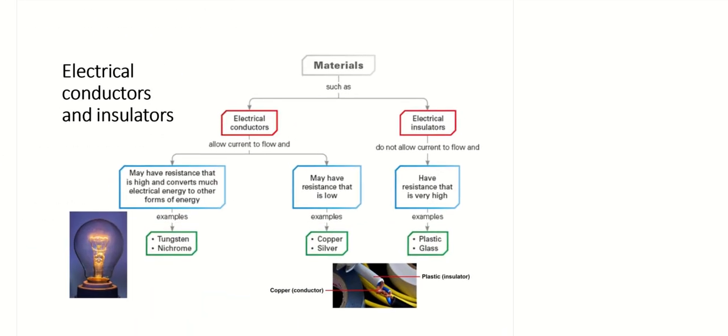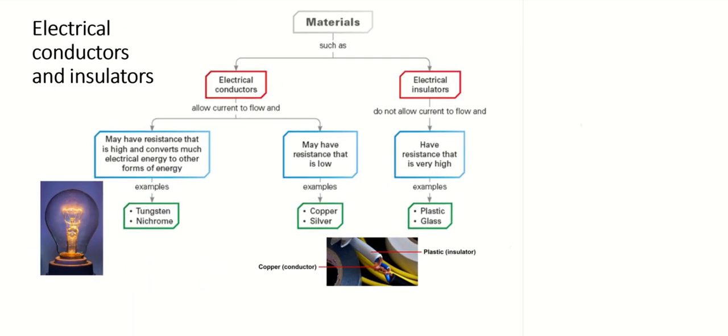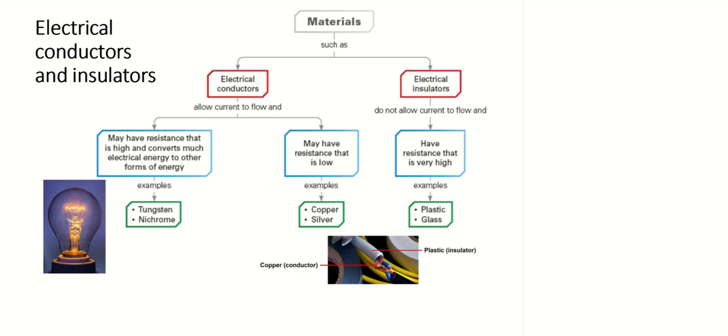So you actually learned this in primary school, right? Materials such as electrical conductors allow current to flow. Insulators do not allow current to flow. I think this one you all can read through. Tungsten and nichrome are quite special materials. They are conductors, but they have very, very high resistance, so that most of the energy is converted to other forms of energy.